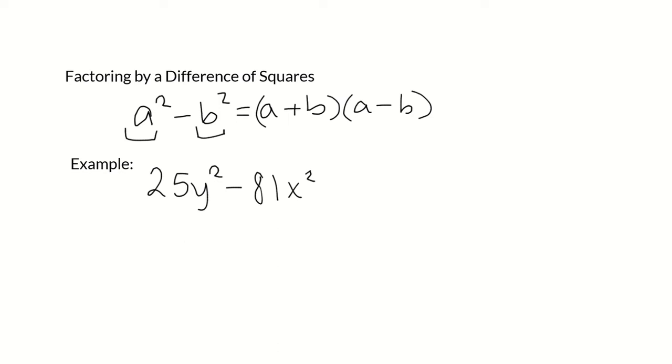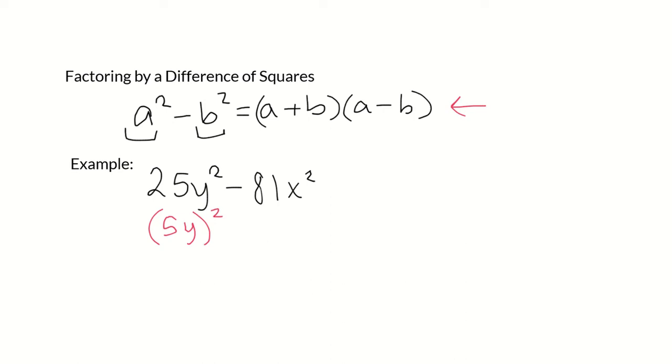So the way that we factor this expression is we find out what is the quantity a that is squared, what is the quantity b that is squared, in order to utilize this pattern. So the square root of 25 is 5, and the square root of y squared is y. So 25y squared is the same as (5y) squared.